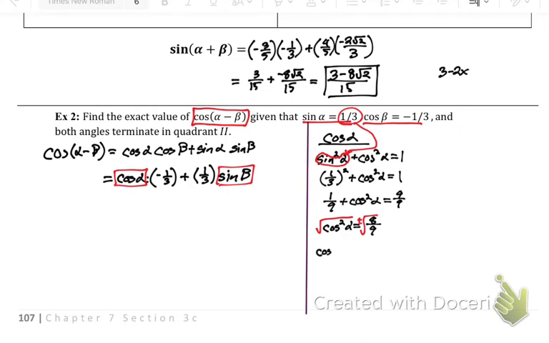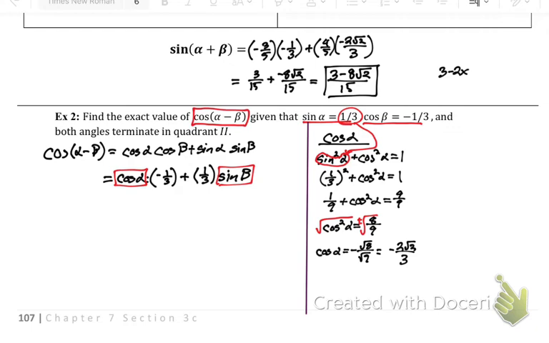So now I have cosine alpha equals the square root of 8 over the square root of 9. I have to now decide if it's positive or negative. So they must have given me some information about where angle A lies. Where does alpha lie? Which quadrant is it? Oh, it says both angles are in quadrant 2. Quadrant 2, that's sine's positive, so cosine is negative. So that's going to be a negative 2 square root of 2 over 3. I'd actually be okay if you just left it as square root of 8 over 3 as well.